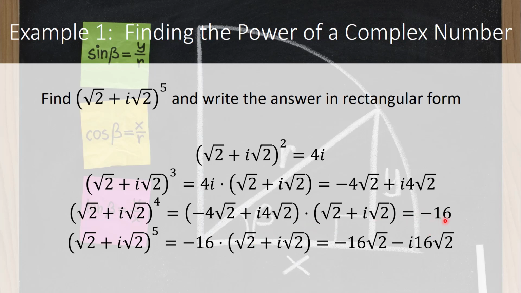And then we can take negative 16 and multiply it one more time by root 2 plus i times root 2 to get the 5th power, which of course will be negative 16 times the square root of 2 minus i times 16 times the square root of 2. It turns out there happens to be a slightly easier way to do this.